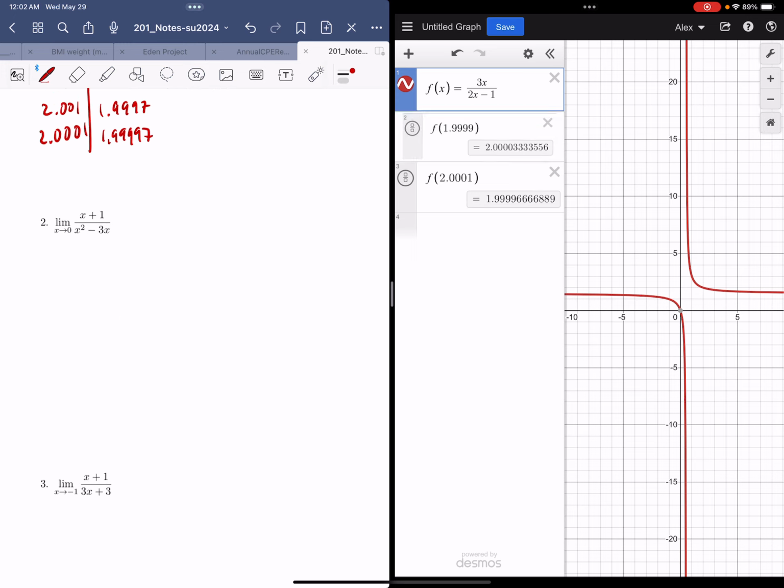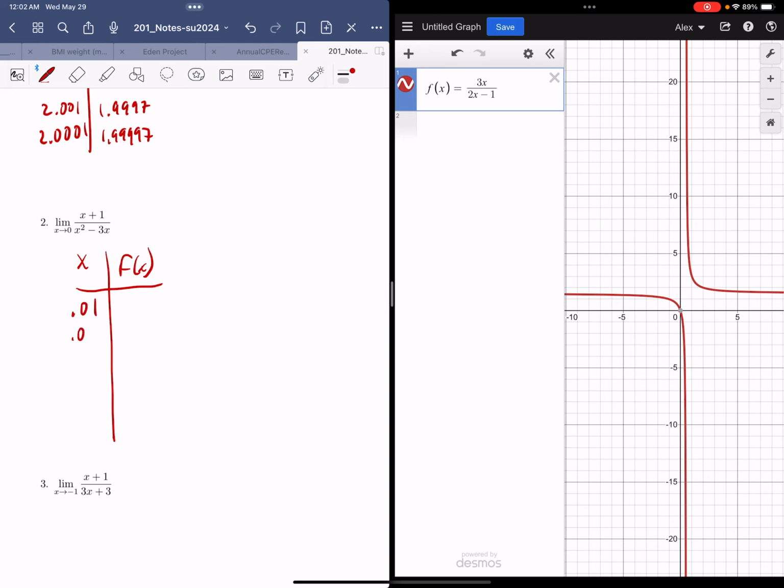Looking at number 2. Let's see. We've got limit as x approaches 0 of another function, okay? So let's set up our chart here, right? Maybe we'll pick some values that are close to 0, right? We'll do 0.01, 0.001, and then maybe we'll do, actually, maybe we'll just do the negatives first, and then maybe we'll do 0.01, 0.001, etc., right?